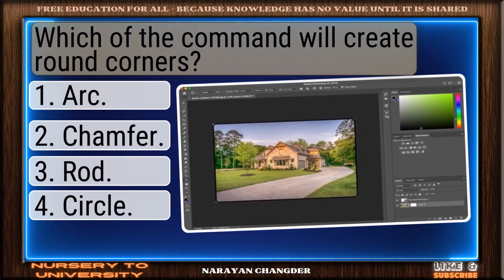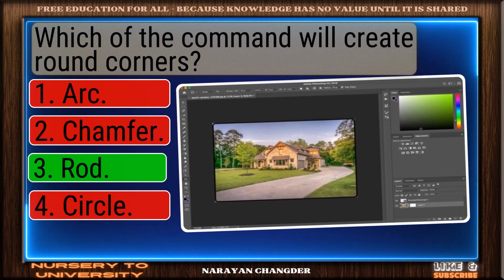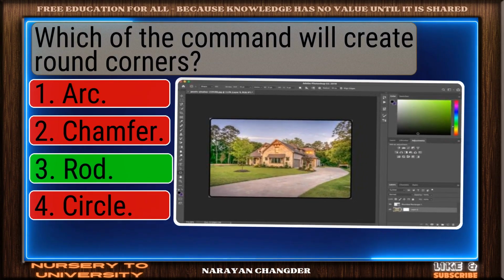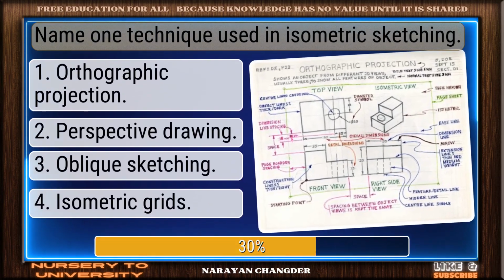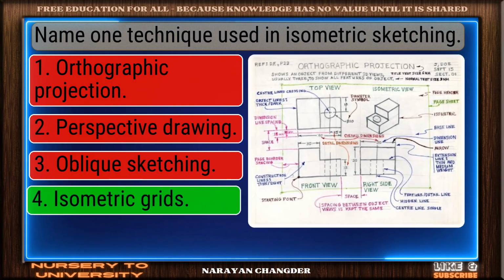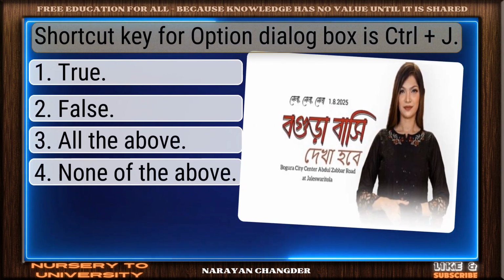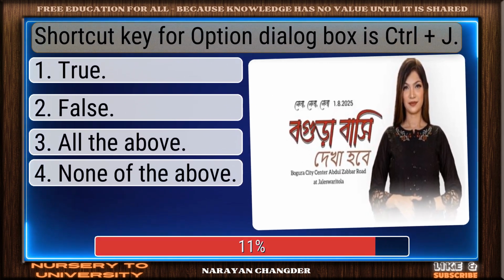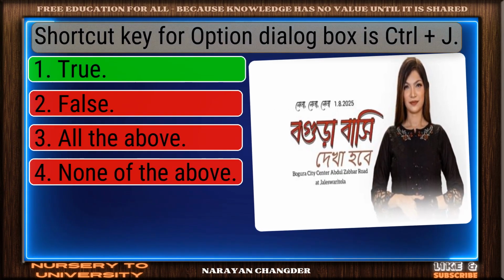Which of the command will create round corners? Bravo, rod is the answer. Name one technique used in isometric sketching. Right again. Isometric grids is valid. Shortcut key for option dialog box is Ctrl+J. You got it? True fits.